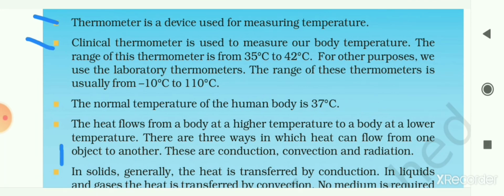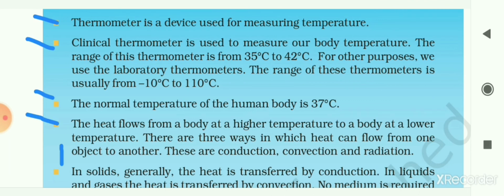The clinical thermometer is used to measure our body temperature, and the range of this kind of thermometer is from 35 degrees Celsius to 42 degrees Celsius. For other purposes we use the laboratory thermometer, and the range of this kind of thermometer is minus 10 degrees Celsius to 110 degrees Celsius. In both the thermometers another temperature scale is also mentioned, that is the degree Fahrenheit scale. Then we had seen that the normal temperature of the human body is 37 degrees Celsius.